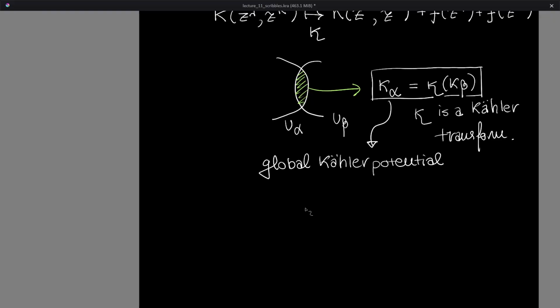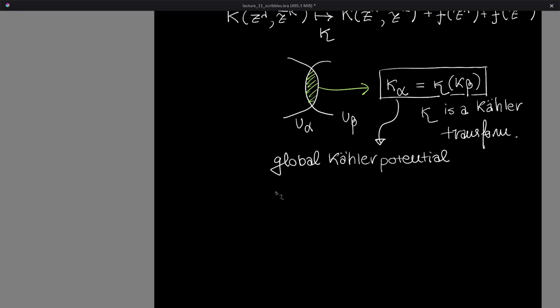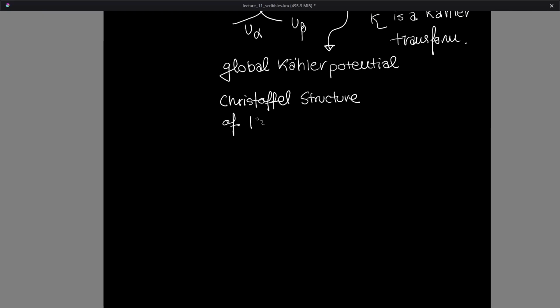So now that we're done with Kähler potentials, we're going to move on to the structure of the Christoffel symbols on a Kähler manifold. We'll call it the Christoffel structure of Kähler manifolds.